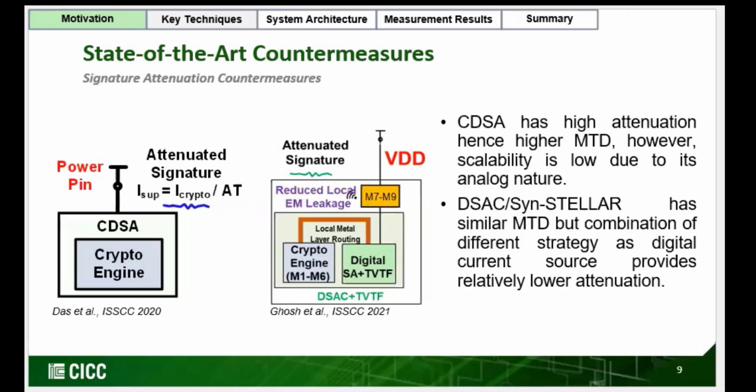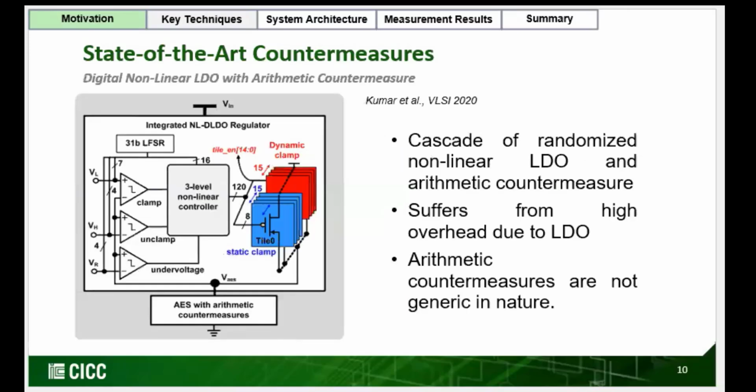Current domain signature attenuation-based solution solves this problem. It attenuates the signature using the high output impedance of the current source, which acts as a shunt LDO over the encryption engine, or over the load. However, when we move it to a digital implementation, attenuation is often reduced, and we should add other countermeasures such as a time-varying transfer function for higher security. Another genre of countermeasure includes digital nonlinear LDO with arithmetic countermeasure. However, it is high overhead due to the LDO, and also arithmetic countermeasures are not generic in nature.